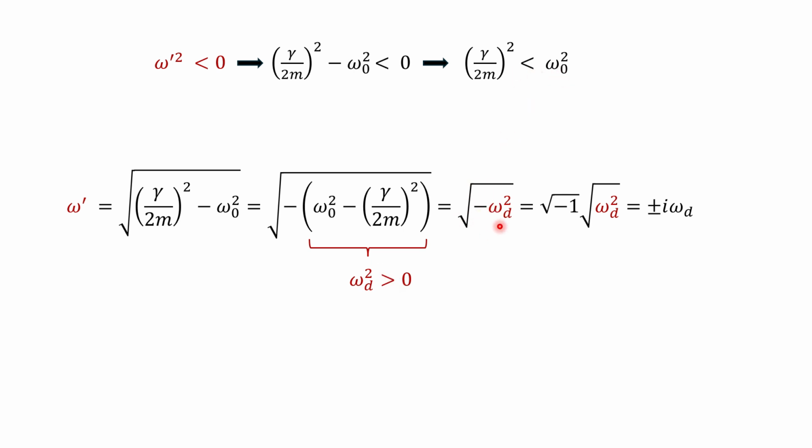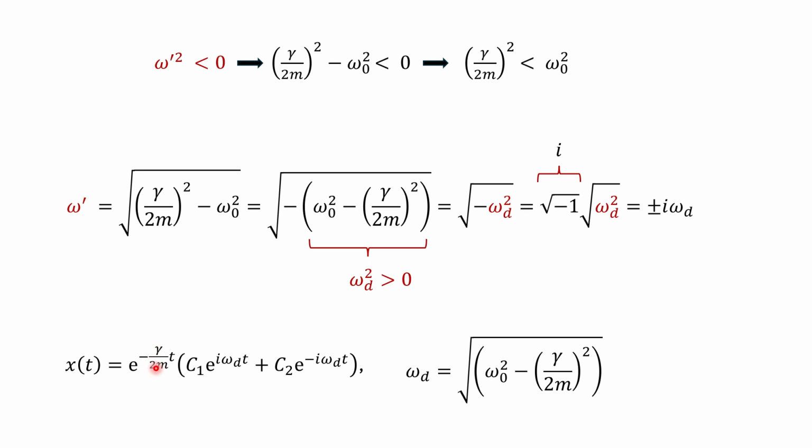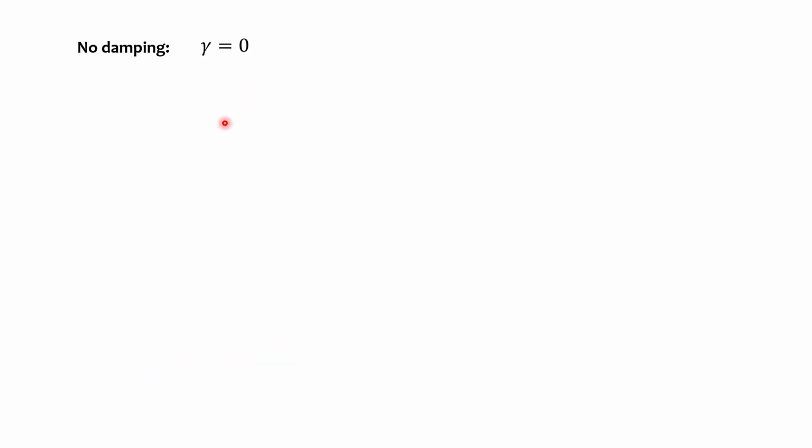So we can write this expression by introducing the complex unit I. So the omega prime can be written as plus or minus complex unit times omega d. So the solution can be written as a sum of 2 complex exponentials multiplied by exponentially decaying prefactor. Let's discuss the nature of the solution.